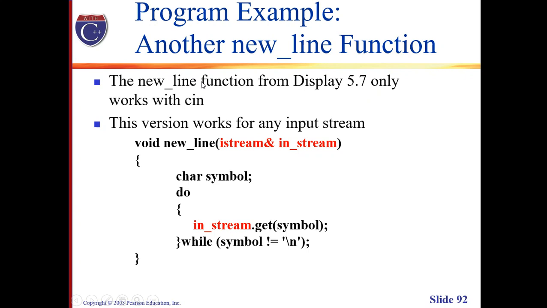So let's have a look at the original program, this one. As we can see here, the newline function only works with cin, which is an input stream. This time, we have a version which will work with both. As we can see here, we simply provided a formal parameter of type input stream. Hence, this will make it versatile. We can use either an input file stream or an input stream by simply providing the formal parameter that we wish to use.